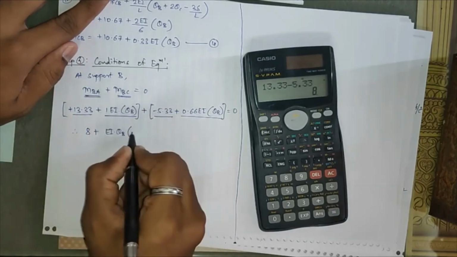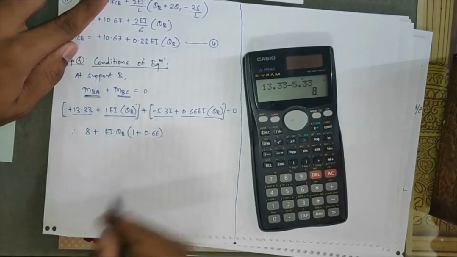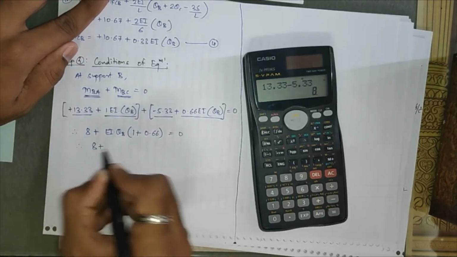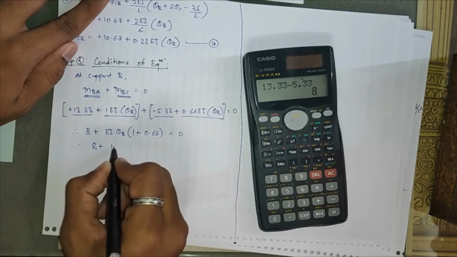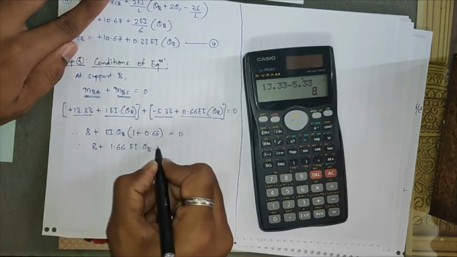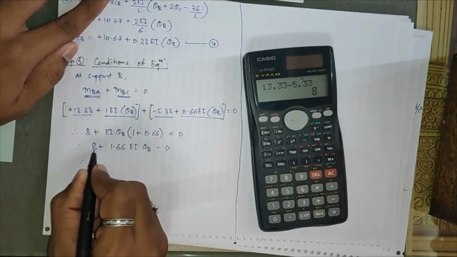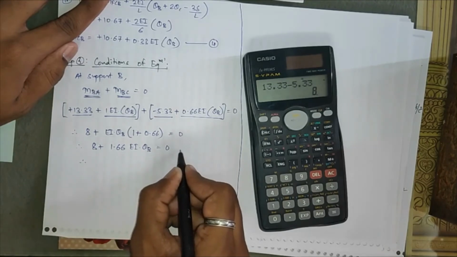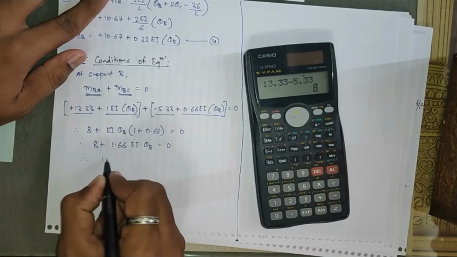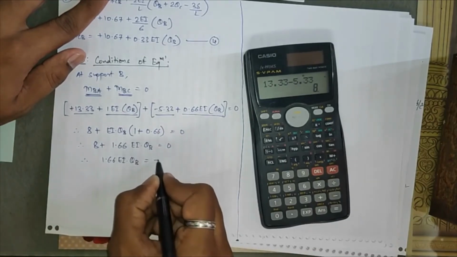So what will remain? Here 1 plus 0.66, is equal to 0. Therefore 8 plus 1 plus 0.66, that is 1.66 EI into theta B equal to 0. If you solve this, the 8, if I take it to the right-hand side, will become minus 8. So 1.66 EI into theta B is equal to minus 8.